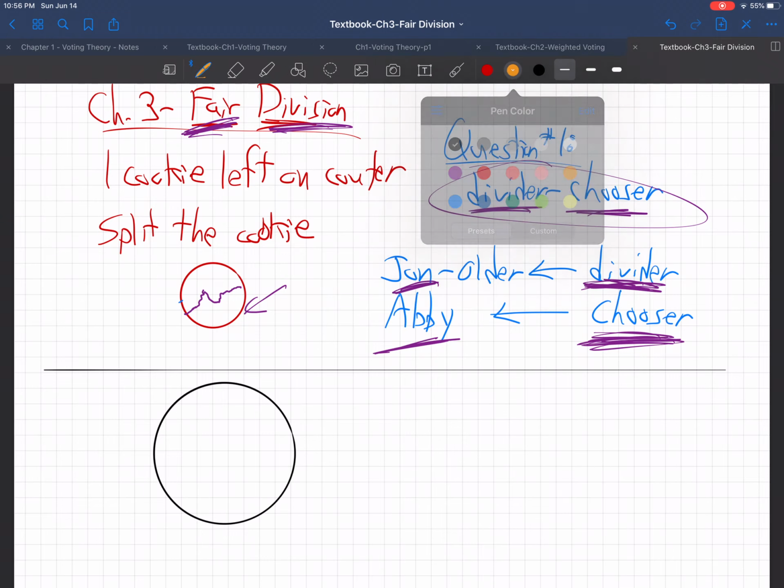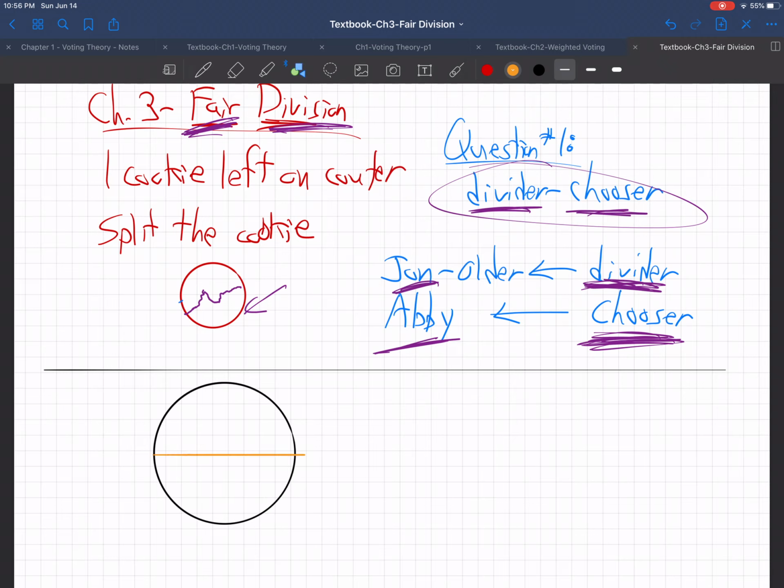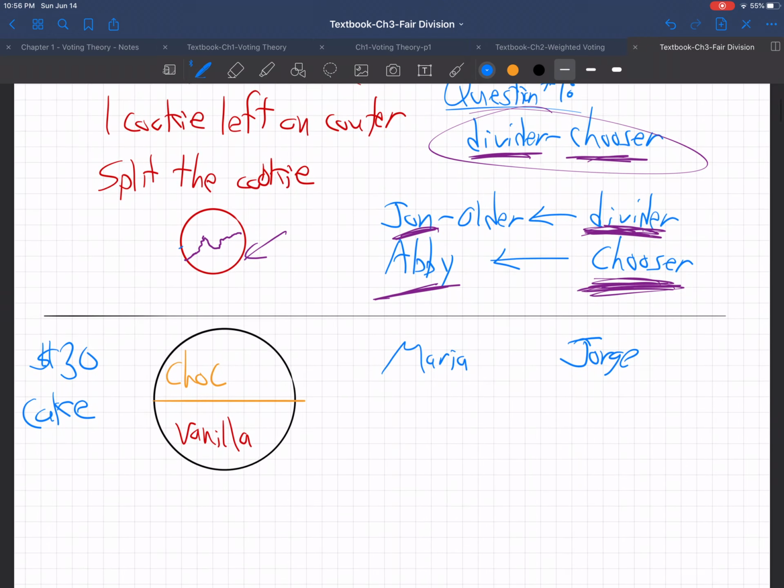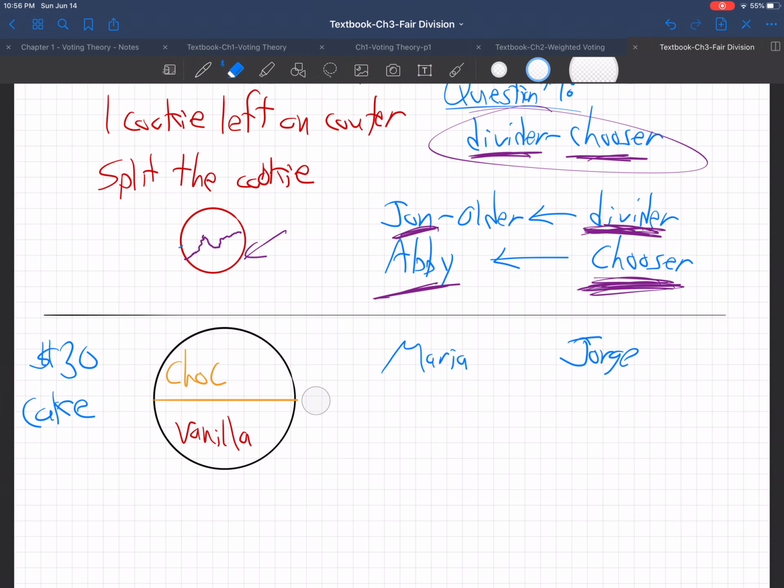What we're going to do is make half of this thing chocolate. So I'm going to split it down the middle, and this part's going to be chocolate, and this part down here is going to be vanilla. Okay, and let's say we've got Maria and Jorge, and it's a big old cake, a $30 cake. They went and bought a $30 cake together, and they're going to split this cake between the two of them. So how can they do it fairly?